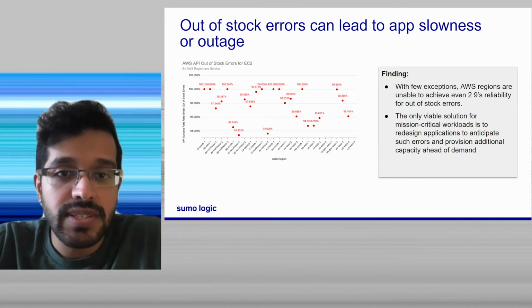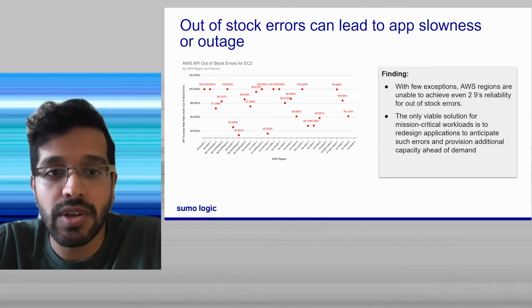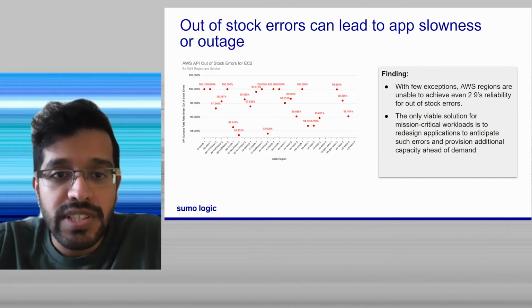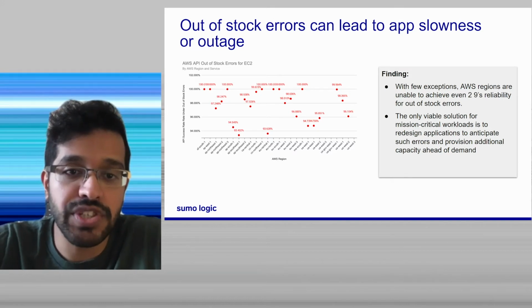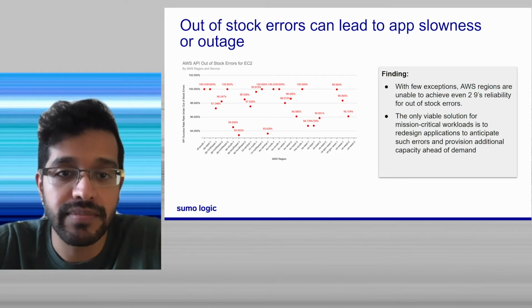With few exceptions, AWS regions are unable to achieve even 2 nines reliability for out-of-stock errors. So it seems to me here that the only viable solution for mission-critical workloads is to redesign applications to anticipate such errors and provision additional capacity ahead of demand.